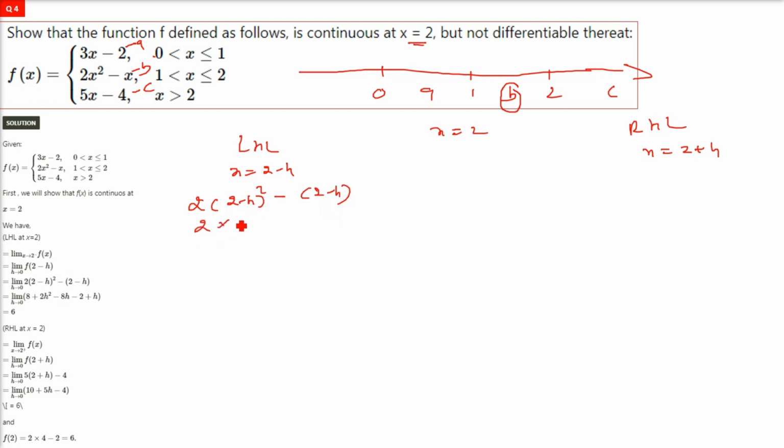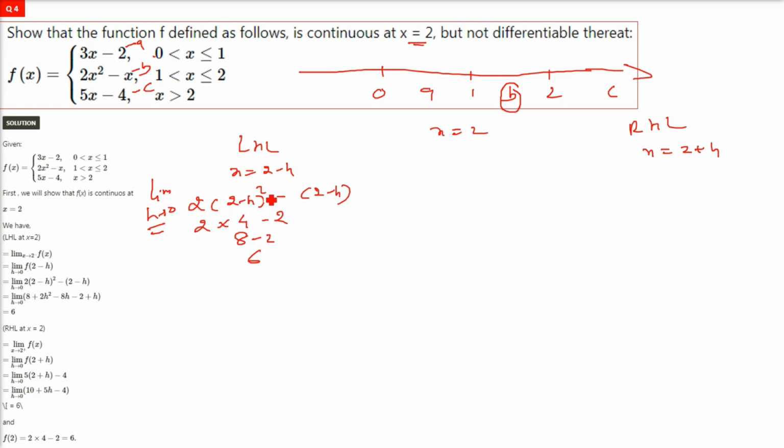So you can just open it. See, you have to do it like that. You have to open it properly and then put h equal to 0. Not directly like this. So the final thing will come as 6. And you have to write all this.